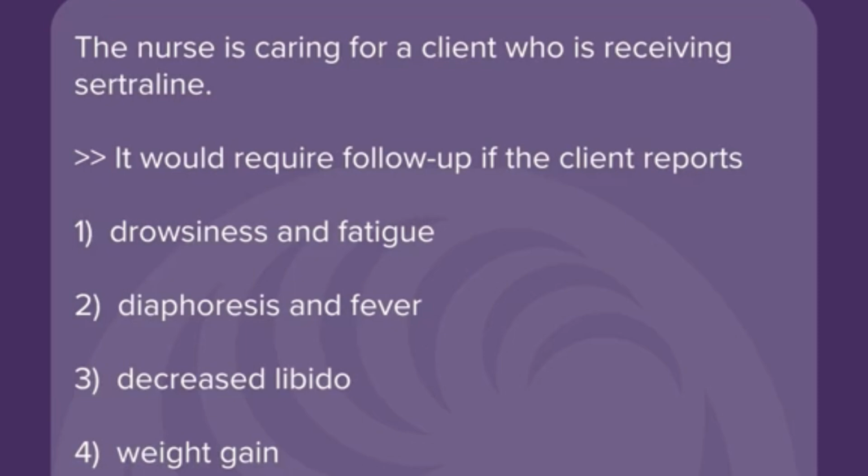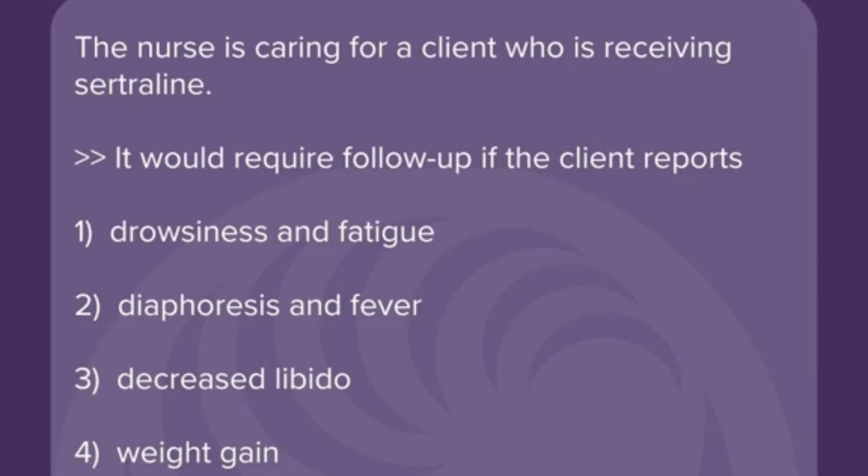Option 2 says diaphoresis and fever. This is going to be our correct option. It requires follow-up because these are findings of serotonin syndrome. Basically, what happens is we have excess serotonin floating around in the brain when we're taking sertraline. That helps increase our mood, but it increases that circulating serotonin, increases those symptoms like diaphoresis, fever, agitation, tachycardia. We want to discontinue that medication, give supportive care. This is an emergency for that client.